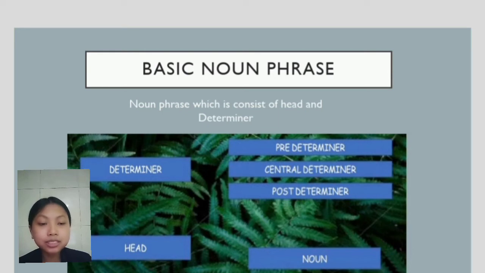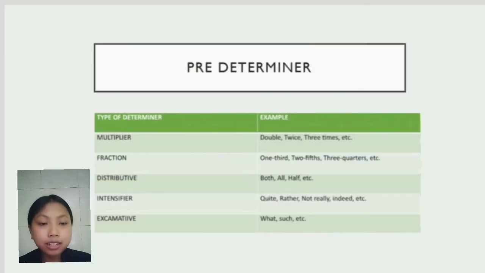And then for the first here, I would like to explain about predeterminer, which is the part of a noun phrase that goes before the noun. And then the type of predeterminer here is multiplier. For the example is double, twice, three times. For the fraction here is 1/3, 2/5, 3/4.